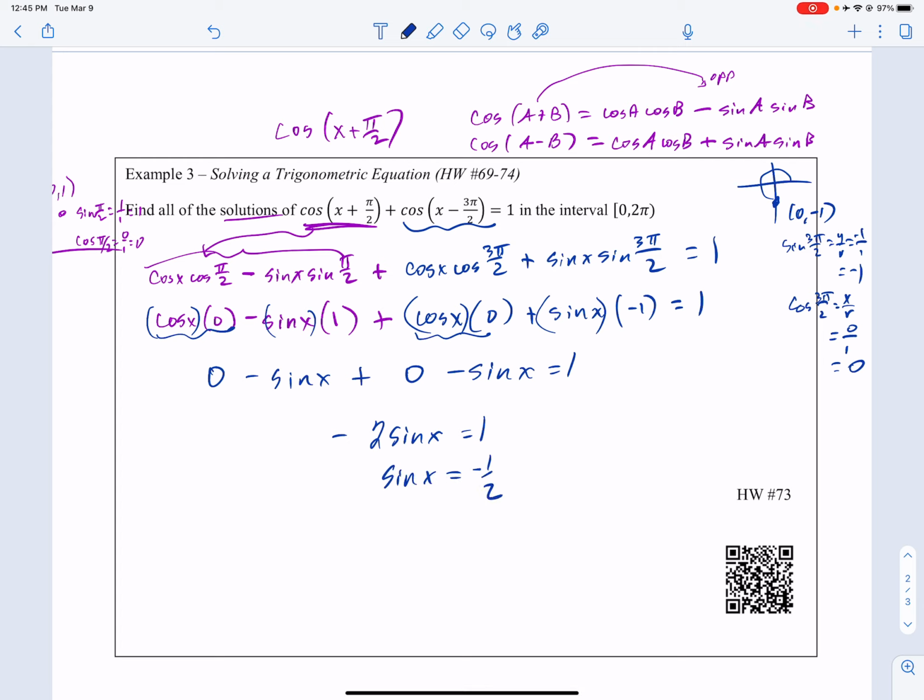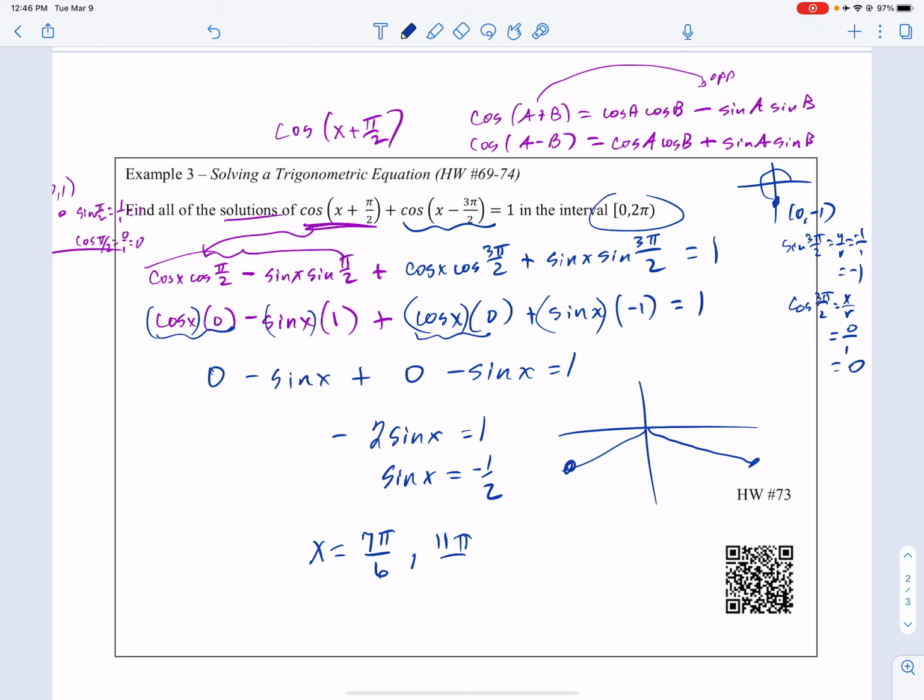And now we have to think on the unit circle, where do we see that the y-coordinate is negative 1/2? And we don't have infinite solutions, we just want them between 0 and 2 pi. So that's helpful to know, have your unit circle in front of you, or just know, because that's a lot faster, that those are going to be quadrants 3 and 4, because sine's negative there. And you're going to have x is 7 pi over 6, or x is 11 pi over 6. Those are the two angles where we have the y-coordinate, negative 1/2, on the unit circle.